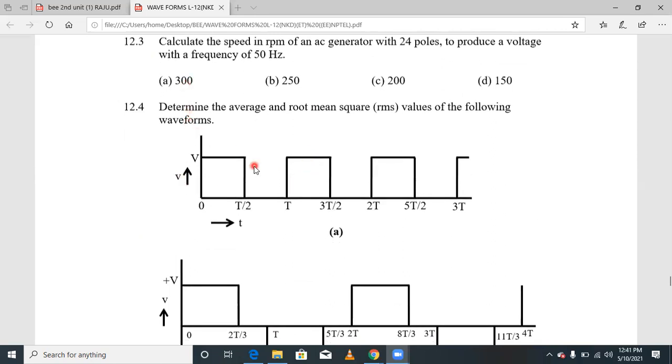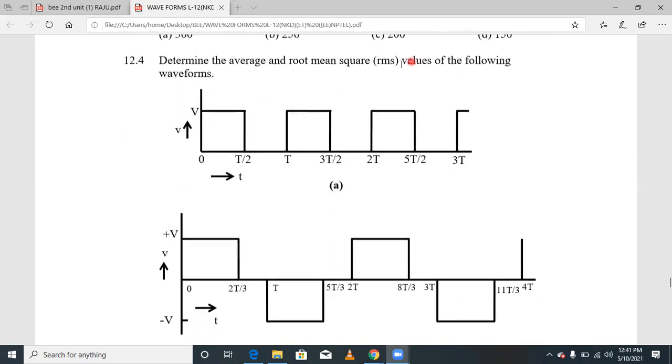All of you take this as an assignment problem. Determine the average and root mean square, that is the RMS value, of the following waveforms, and also find the form factor and peak factor for waveform A.